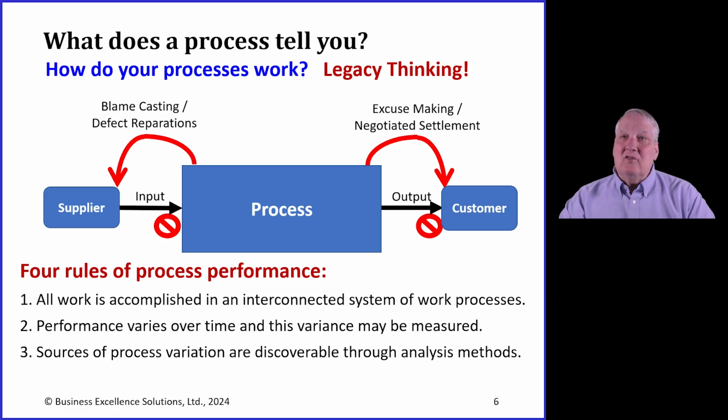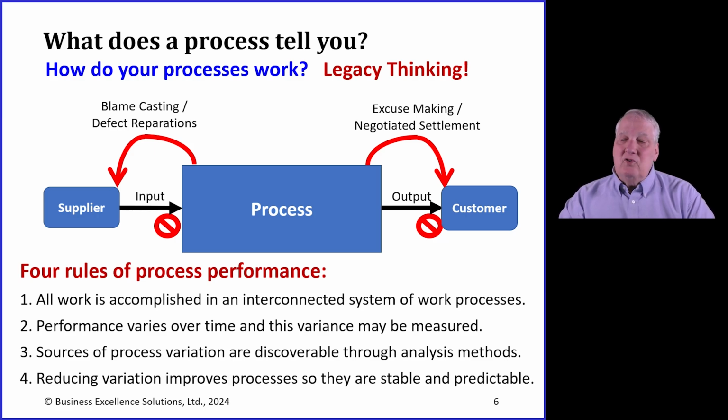Third, we see that the sources of process variation are discoverable through analysis methods. This is why we use statistics and probability theory to understand what's happening at the more complex level. At a simple level, we can just see the differences when we see people performing differently within the process. And finally, if we reduce variation, we can improve the processes so they become stable and predictable. And stable and predictable processes basically come from 2 things. One, we have standard work, people are performing consistently. And the second is our measurement system indicates that there is no unwanted variation happening from externalities to our process.